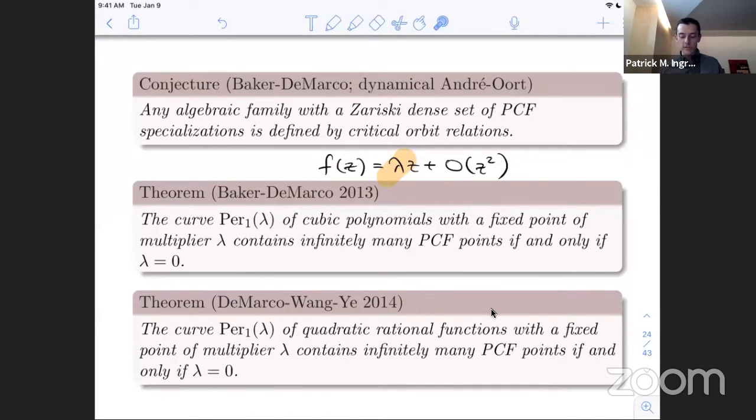And shortly afterwards, the space of quadratic rational functions is another two-dimensional moduli space. And so again, pair one lambda is a curve. And I guess shortly afterwards, DeMarco, Wang, and Ye proved the same thing there.